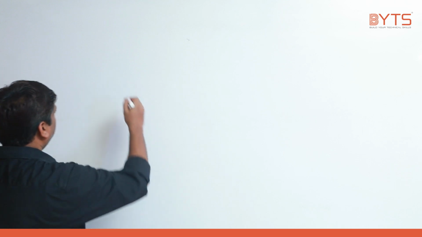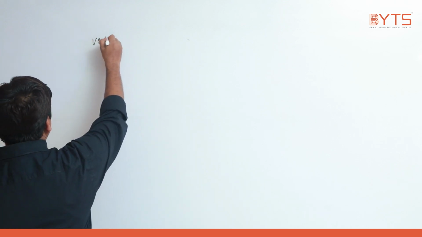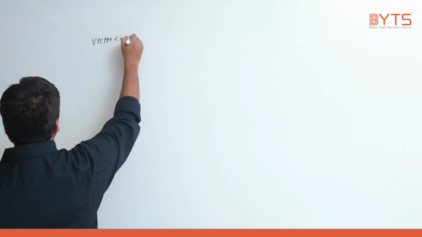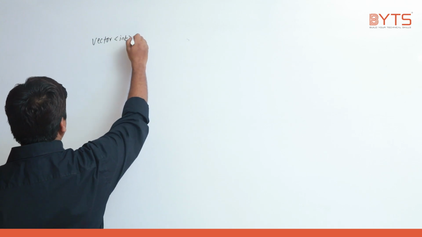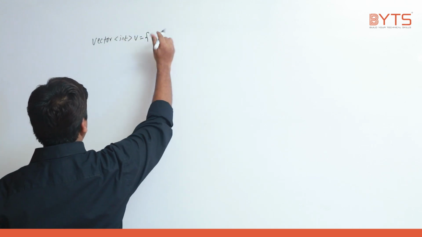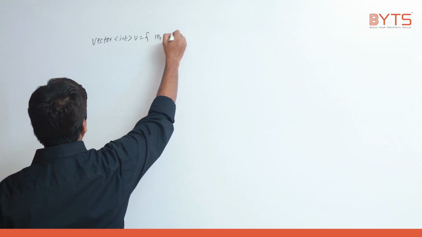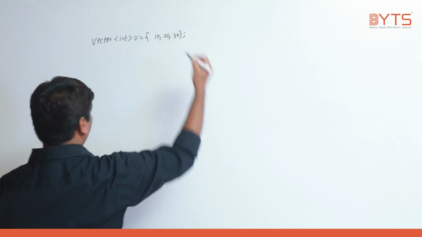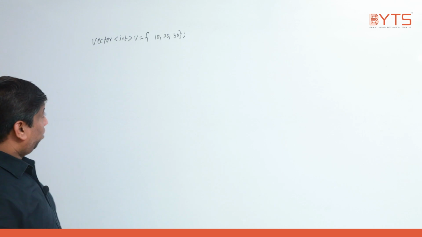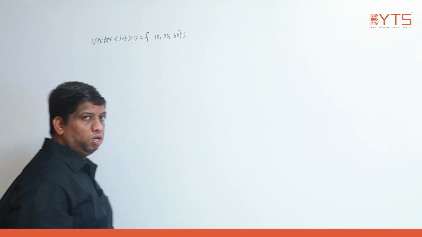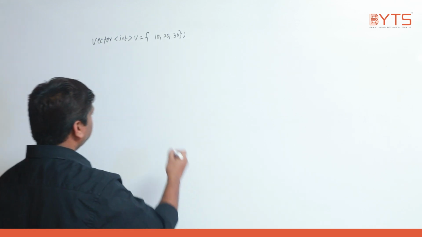Well, now we'll see another function. See here, let us take a vector. I am interested in storing int, and v is equal to 10, 20, 30. We have a vector like this. Okay, fine. Now whenever I say v.begin, what happens?